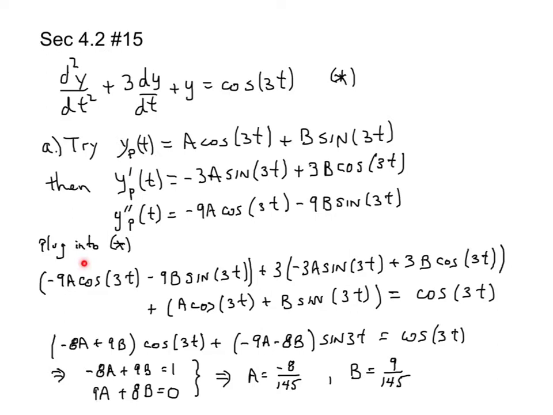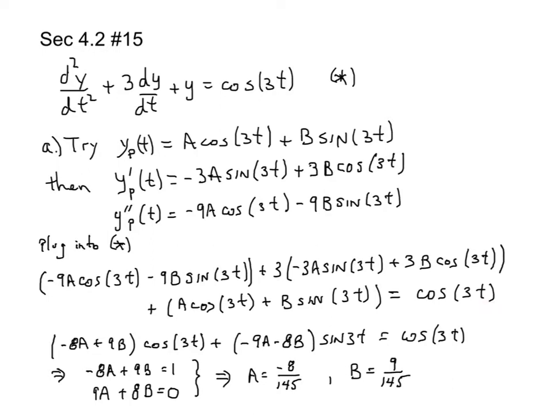Straightforward. We take those expressions, plug them into the differential equation I'm denoting with a star. Second derivative plus 3 times the first derivative plus the function itself. Here's the second derivative plus 3 times the first derivative plus, here's the function itself, equals the right-hand side, cosine 3t.